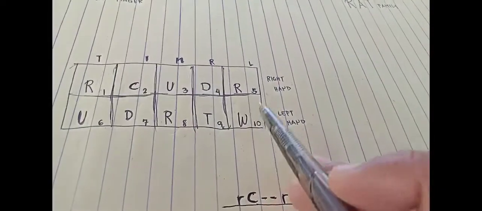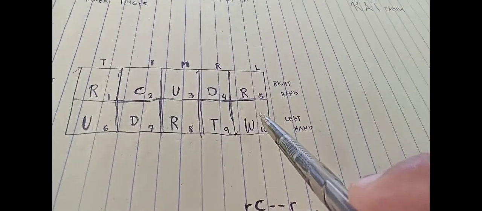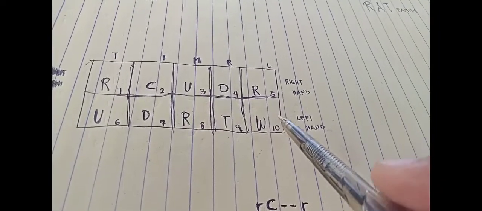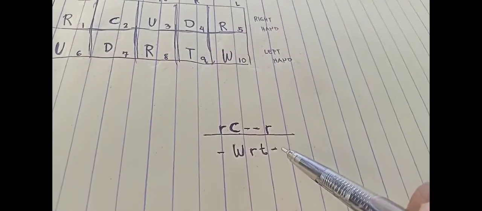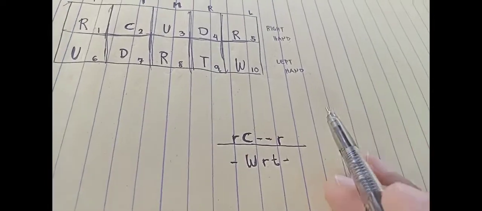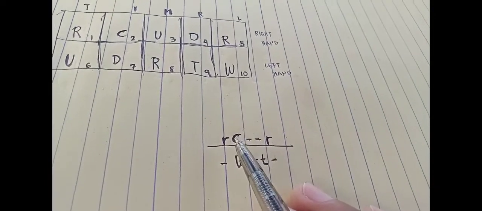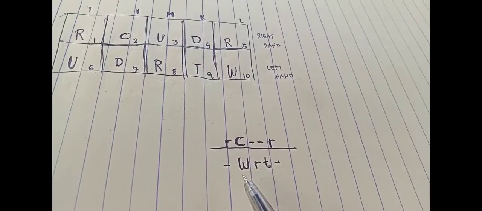And lastly, in finger number 10, it is a plain whorl. The plain whorl is not a member of the rat family, so we will put a dash here. And always remember that the right hand is always aligned to the left hand. And this is our secondary classification.